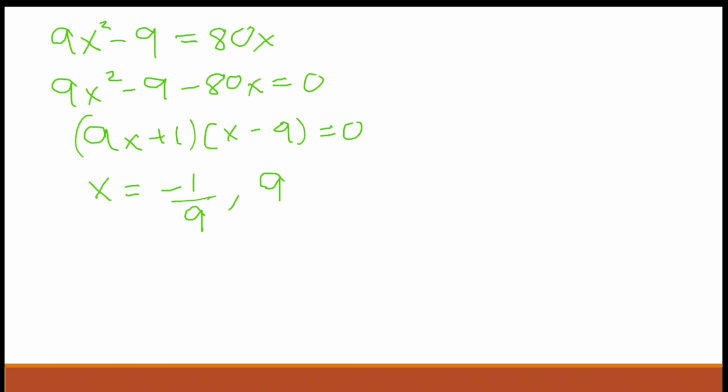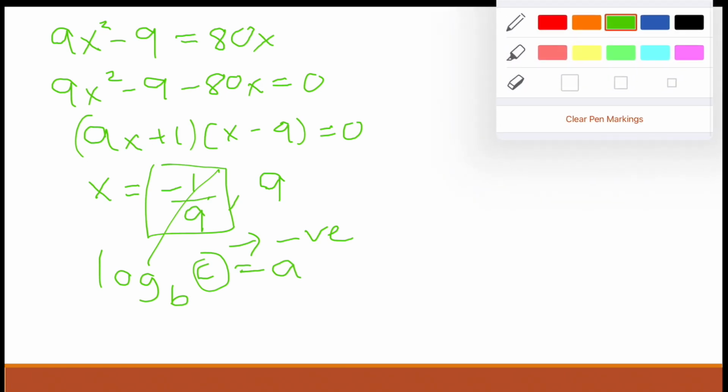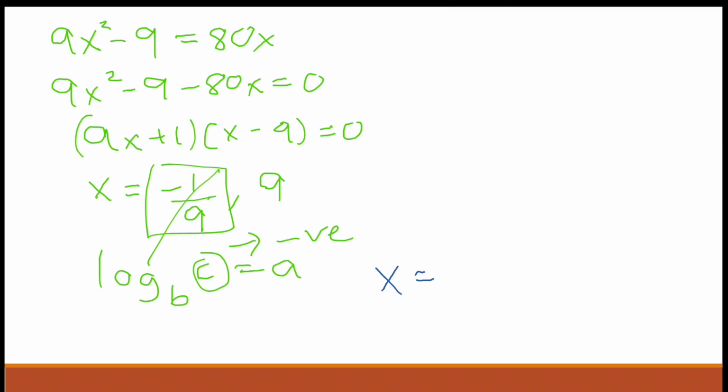Now, understand that exponents can never be negative. So if I have a negative number in my constant, it will be undefined for all logarithms, right? I cannot have log base b of c to be a where c is negative. I cannot have a negative c. So you immediately discard negative 1 by 9 as an option because it is a negative number and the domain of logarithmic functions is only positive real numbers. So the only solution right here that you have will be x equal to 9.